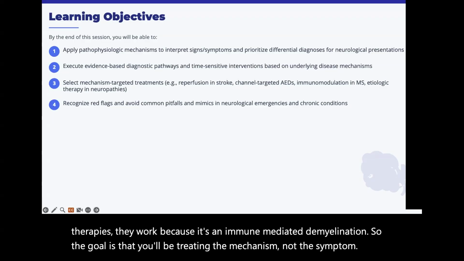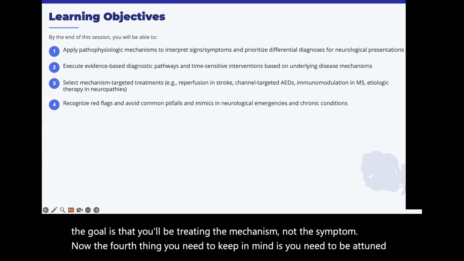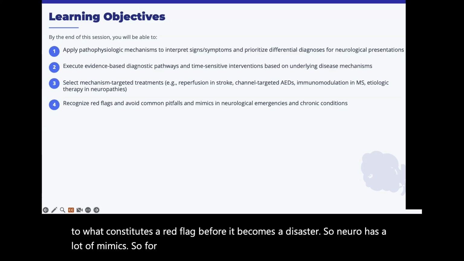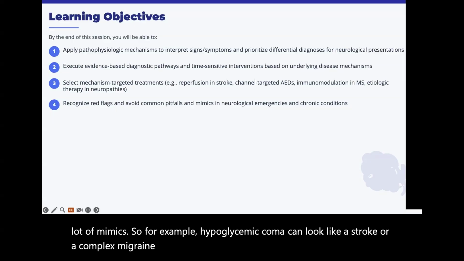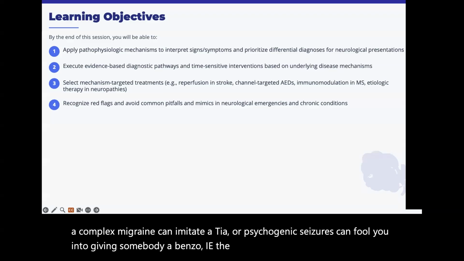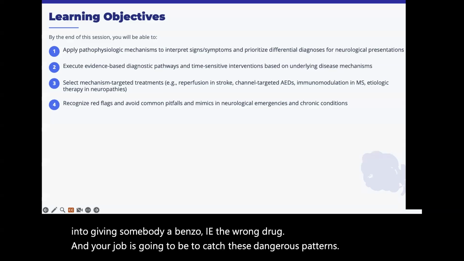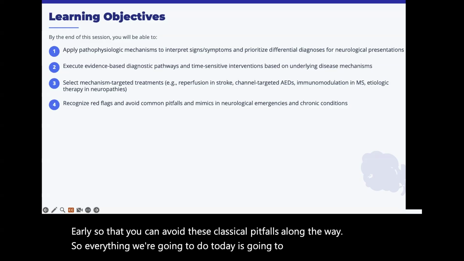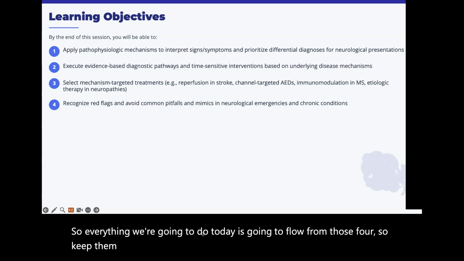Now, the fourth thing you need to keep in mind is to be attuned to what constitutes a red flag before it becomes a disaster. Neuro has a lot of mimics. For example, hypoglycemic coma can look like a stroke, or a complex migraine can imitate a TIA, or psychogenic seizures can fool you into giving somebody a benzo, i.e., the wrong drug. Your job is going to be to catch these dangerous patterns early so that you can avoid these classical pitfalls along the way. Everything we're going to do today is going to flow from those four. So keep them in mind in the coming slides. Okay.